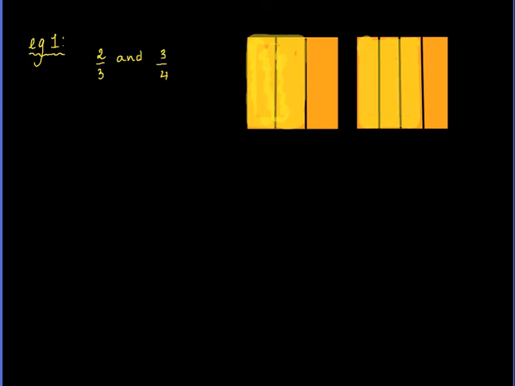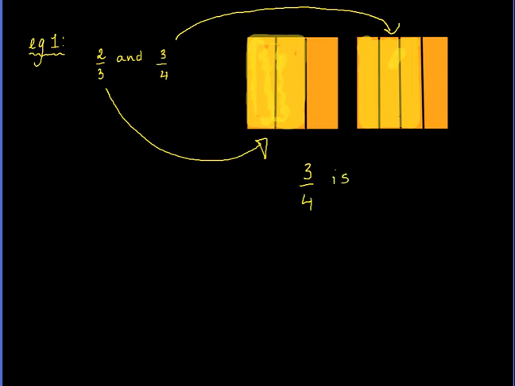And what you should see now is that the 3/4, so this one here, so the 3/4 is that one, and the 2/3 is this one here. You should see that the 3/4 is a lot bigger than the 2/3. So I can go ahead and write 3/4 is larger than 2/3.